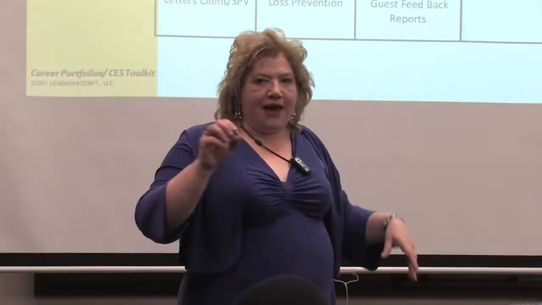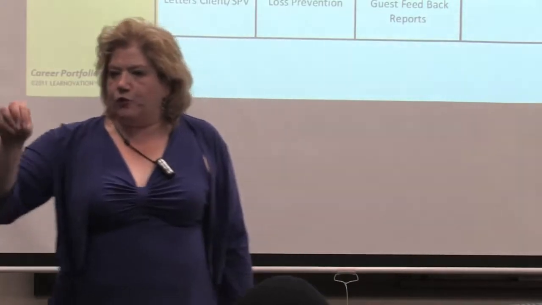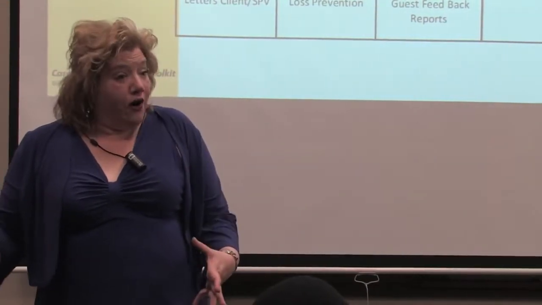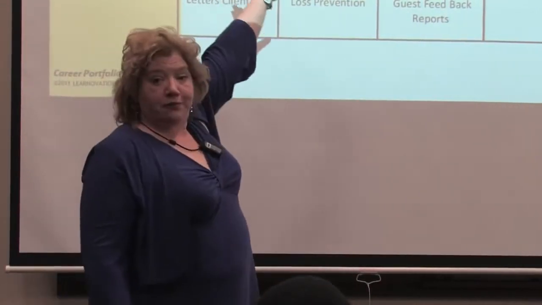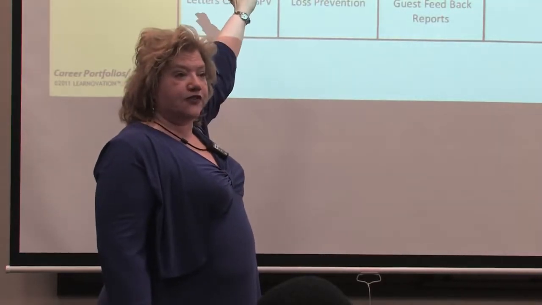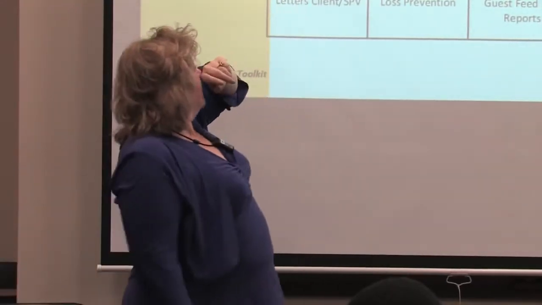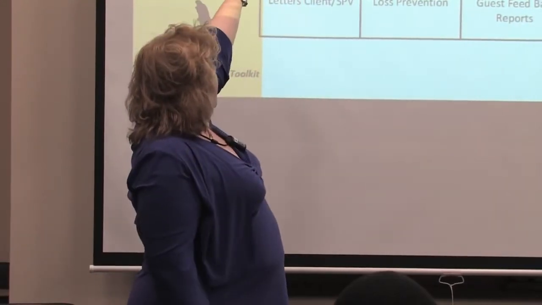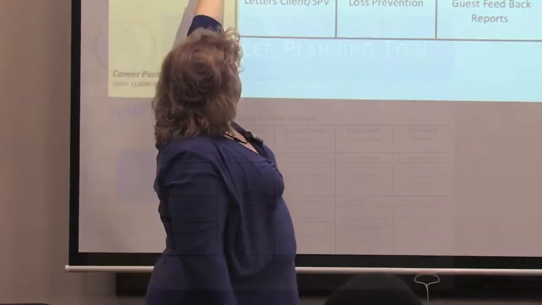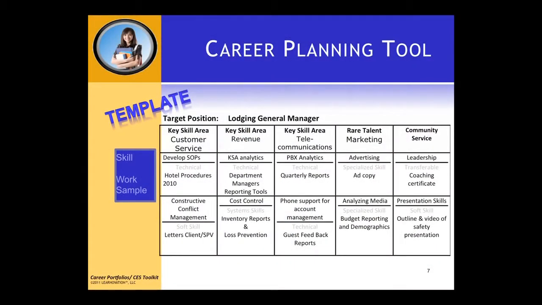And you can work this tool one of two ways. First, you pour in and map out: I've got this work sample, this work sample, this work sample. Or you can start with the target position. In this case, this person is targeting being a general manager of a hotel. So this person, as you look across, has three key areas: customer service, revenue, telecommunications. This person's rare talent area is marketing, because this person came out of sales and marketing, and then this person has a category of community service.